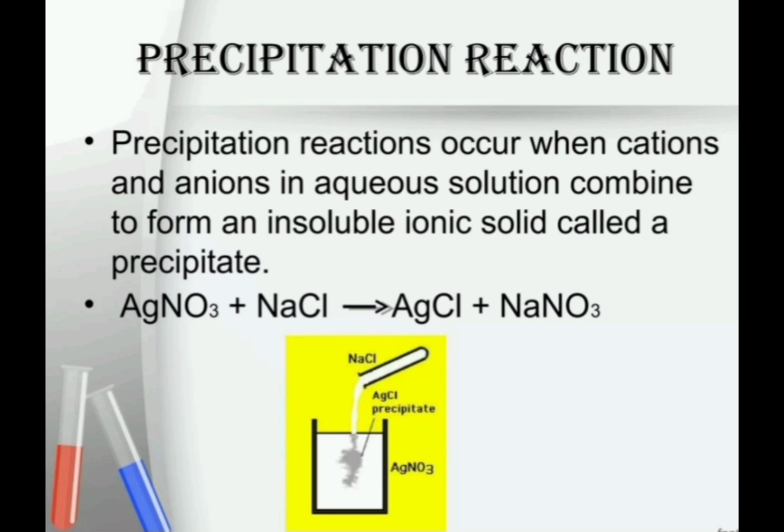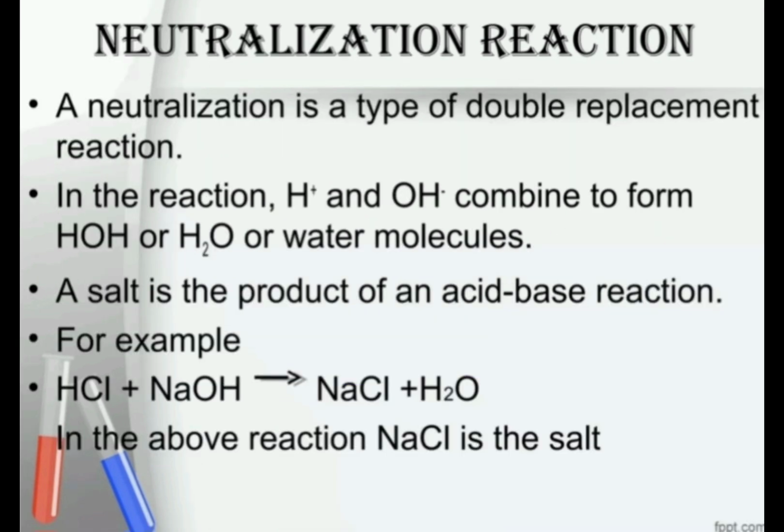What is the precipitation reaction? How does it get formed? Dear students, when a cation reacts with an anion, it forms an insoluble solid, that is the precipitate. For example, silver nitrate solution combined with sodium chloride forms white colored silver chloride precipitate with sodium nitrate solution. Oh, this reaction everyone knows.